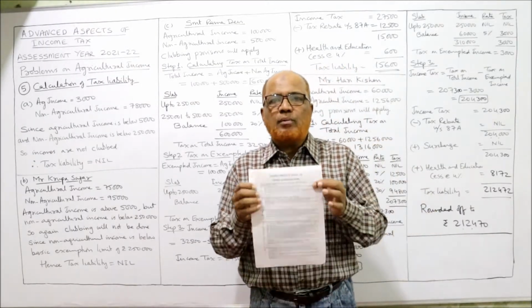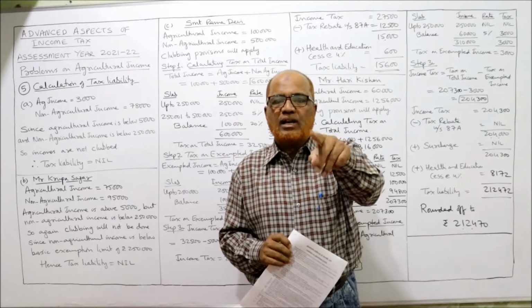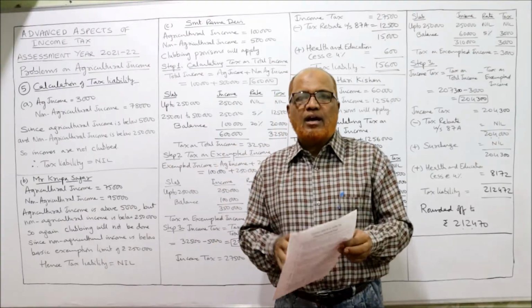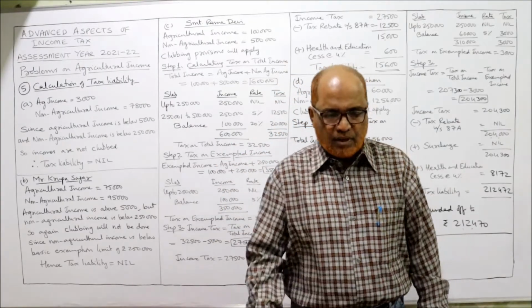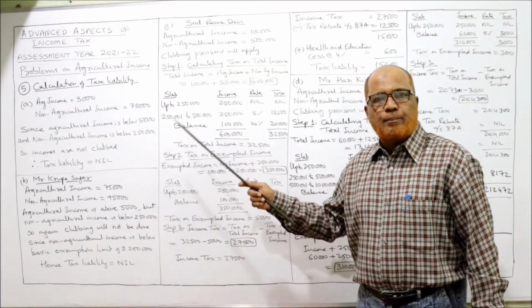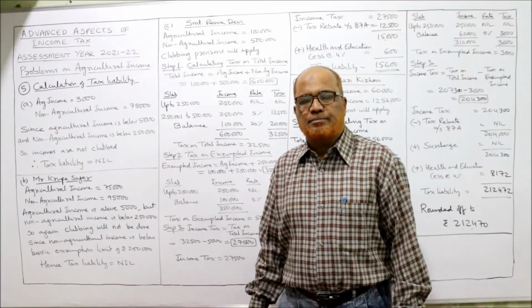Before starting the problems, I expect my viewers to have a printout of the problems which I have given in the link under my description. Take a printout and keep it ready before starting. Take a screenshot of the solution of problems on agricultural income, then I'll explain in detail.